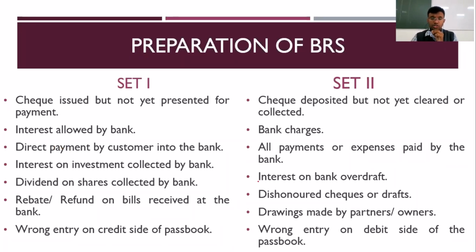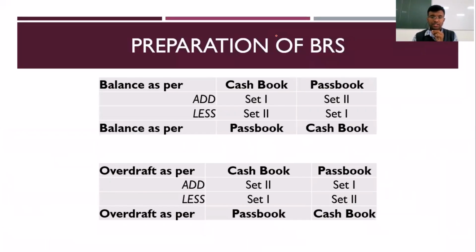With that note, there's one more important thing that you will have to focus on. There is a thumb rule that you have to remember. There are 4 possible scenarios that you can get with respect to preparation of BRS. The first is you're given balance as per cash book, and you will have to find out balance as per passbook. Or you're given balance as per passbook, and you will have to calculate balance as per cash book.